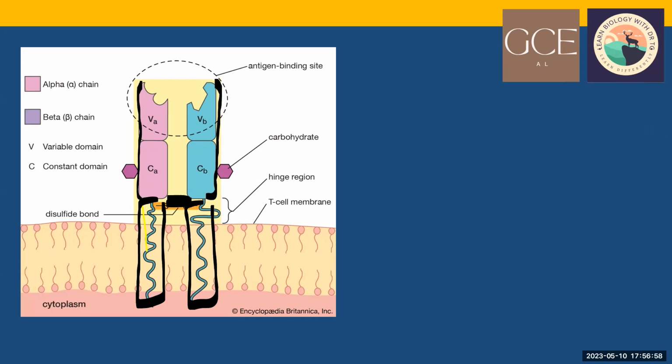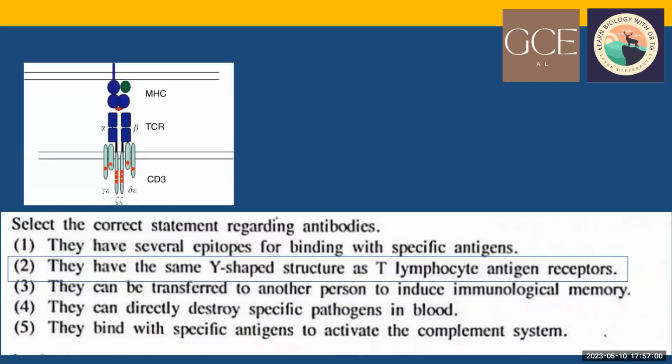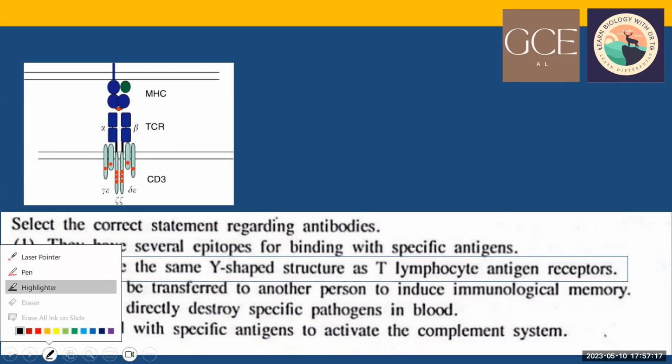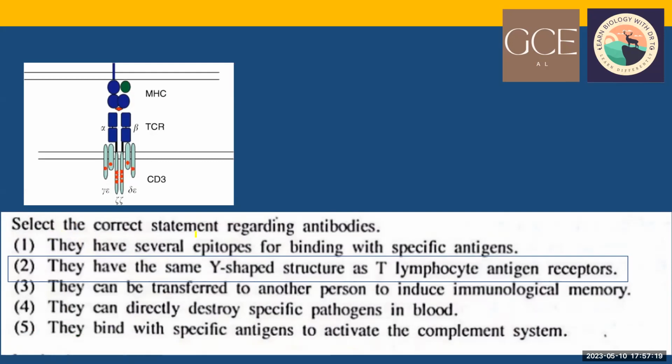Okay. Now here you can see the binding of the T-cell receptor to MHC and the antigen, the same story, but I will draw it again. But I just want to focus on this question. Select the correct statement regarding antibodies. We already selected the answer: they bind with specific antigen to activate the complement system. We have selected this. This is the answer.